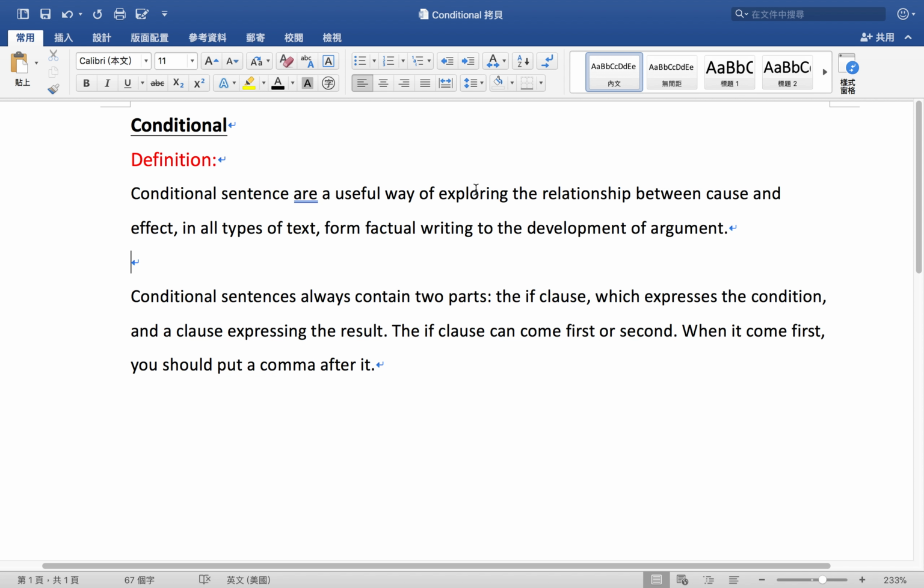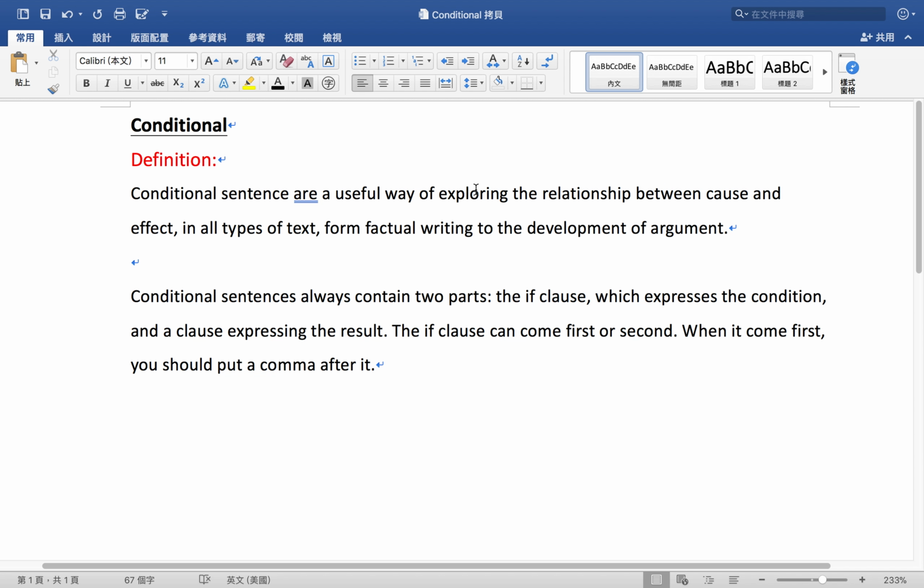First of all, this is the definition. Conditional sentences are a useful way of exploring the relationship between cause and effect. A conditional sentence always contains two parts: the if clause, which expresses the condition, and a clause expressing the result. The if clause can come first or second. When it comes first, you should put a comma after it.